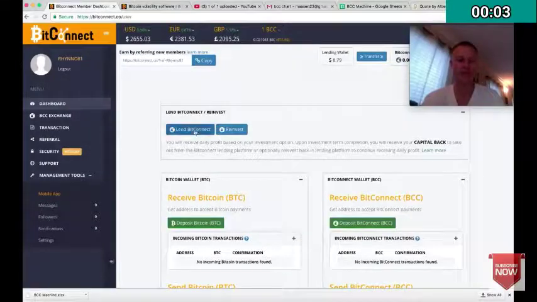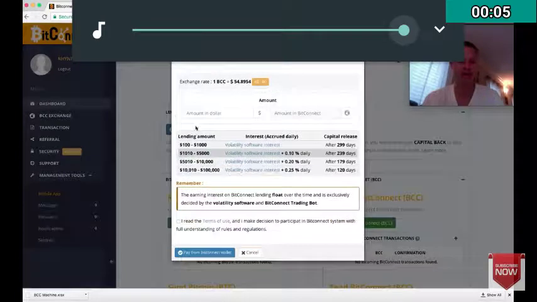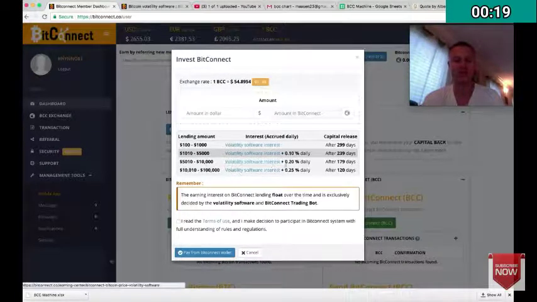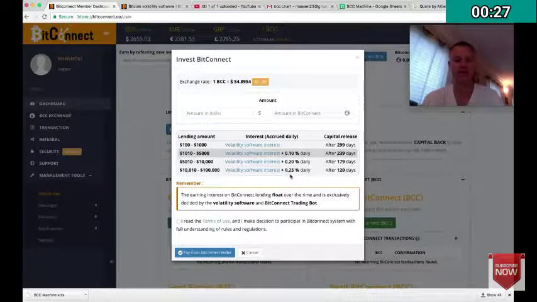Once you get money into the system, your $100 is the minimum. You can see here the different tiers, $100 to $1,000, $1,010 to $5,000. If you do this tier, you get a guaranteed 0.1% interest every day. If you do $5,010 to $10,000, you get a guaranteed 0.2% interest every day. And if you do a $10,010 to $100,000 loan, you get 0.25% interest guaranteed every day.